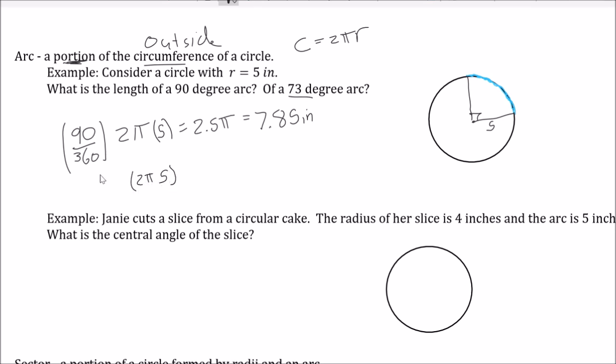But we're not multiplying by 90 over 360, because now we have a smaller arc, 73 degrees. So we're doing 73 over 360 is what we're multiplying by. So let's type that in. And this time we should expect a smaller answer. I'm getting a smaller answer when I do that.